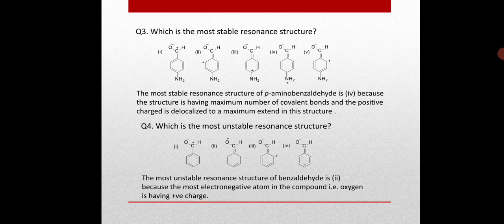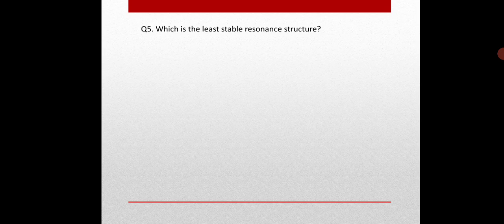The most unstable resonance structure of benzaldehyde is 2 because the most electronegative atom in the compound, that is oxygen, has a positive charge. Let's look at question number 5. Which is the least stable resonance structure of this compound?